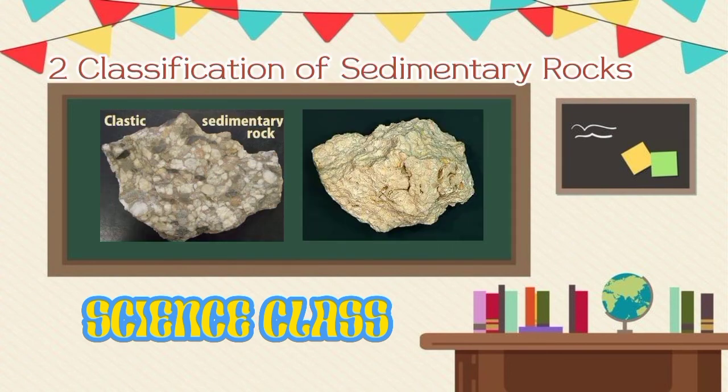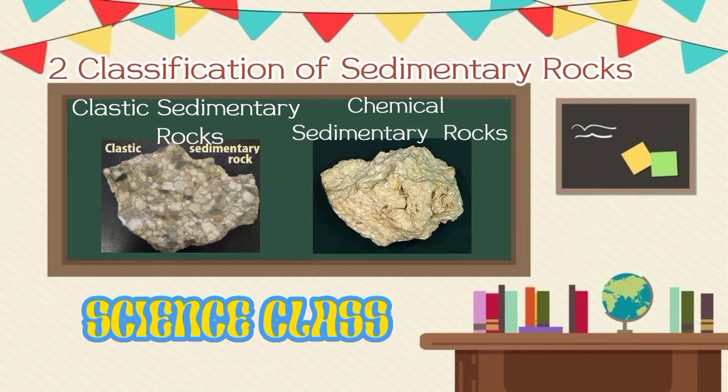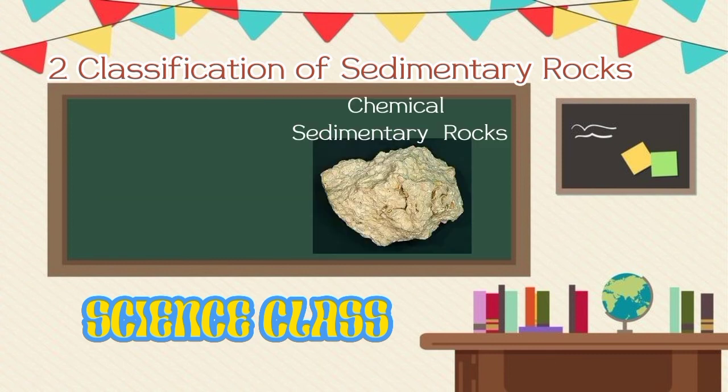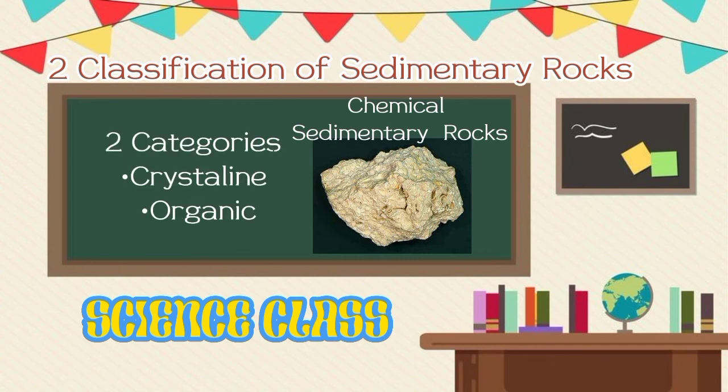And there are two types of sedimentary rock. First is clastic sedimentary rock. The second one is chemical sedimentary rock. Clastic sedimentary rocks are the only members of the rock family that contain fossils as well as indicators of the climate. Chemical rocks are made from the precipitation of water.